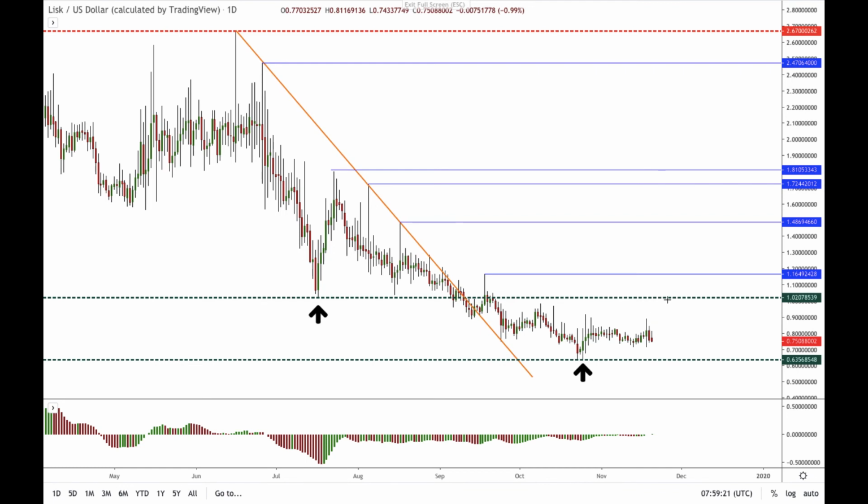So this is my analysis for Lisk, right? This analysis is valid for the next at least one week, but I think it might be even longer. So please notice that this is not an immediate kind of analysis for right now on the Lisk market.